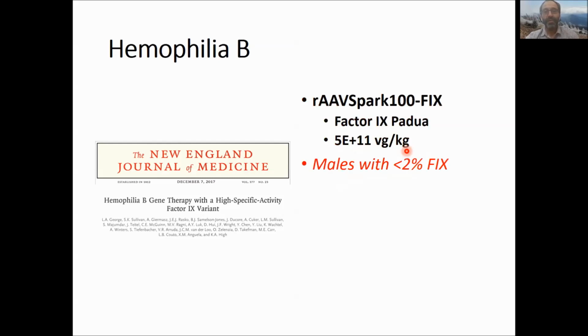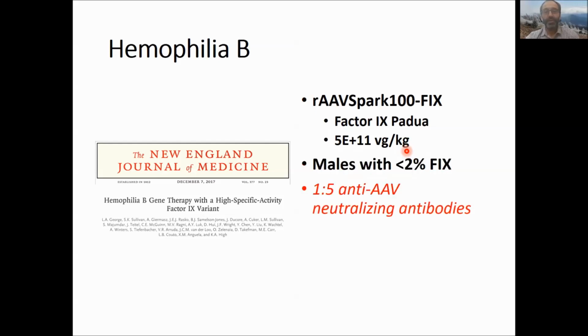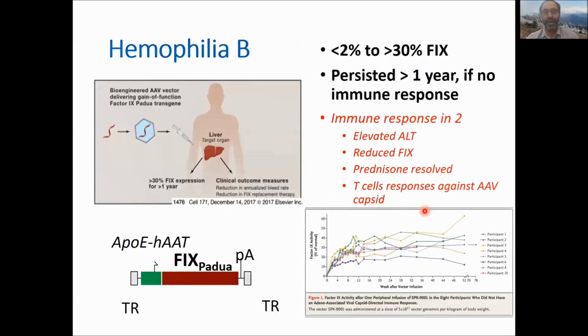They chose patients with a low factor 9 level, so they had severe hemophilia. They also were screened for not having anti-AAV neutralizing antibodies. The idea is a patient who had been exposed to AAV, had neutralizing antibodies, wouldn't benefit from this gene therapy, so screening for that. And here are the data. At the end, they had up to 30% normal factor 9.